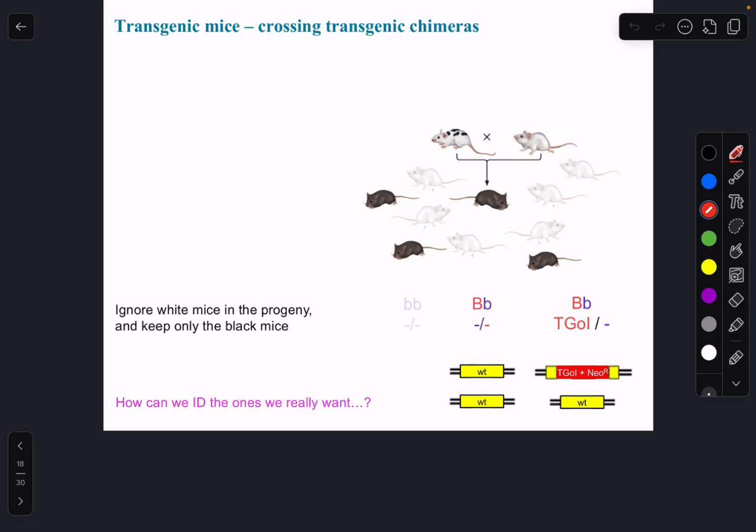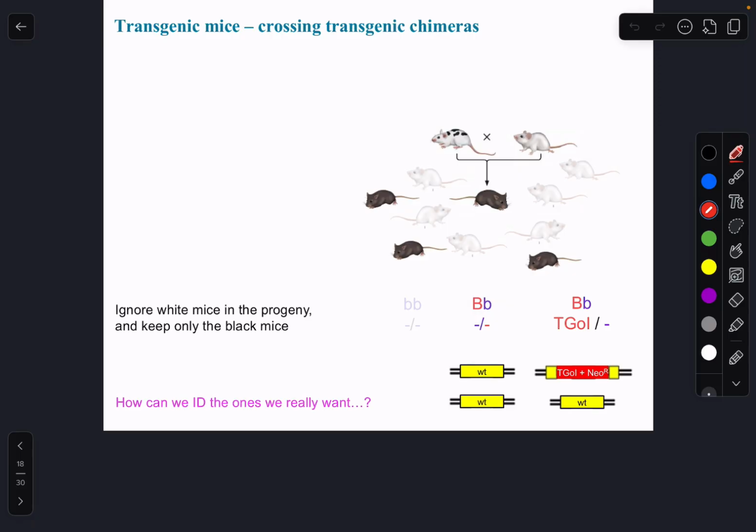Those black mice could come in two flavors: either heterozygote for the B locus and then wild type, no transgene, or they inherited a copy of the transgene of interest. In other words, these black mice could have two wild type copies of your target sequence in the mouse genome, or they could have one chromosome with a wild type copy of your target sequence and one that inherited that weird construct that includes your transgene of interest and neomycin resistance. How could you tell them apart?